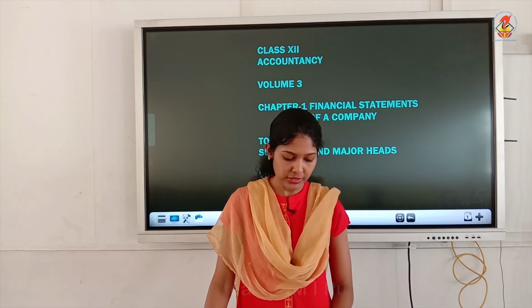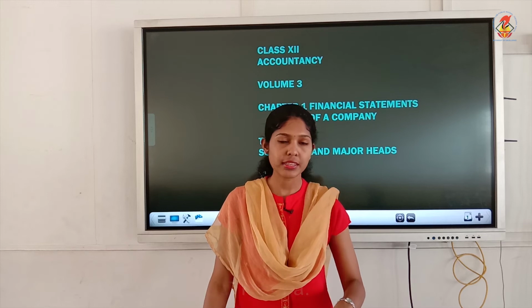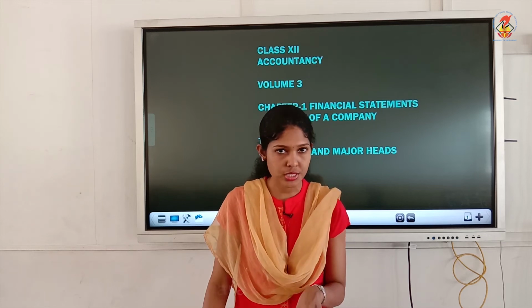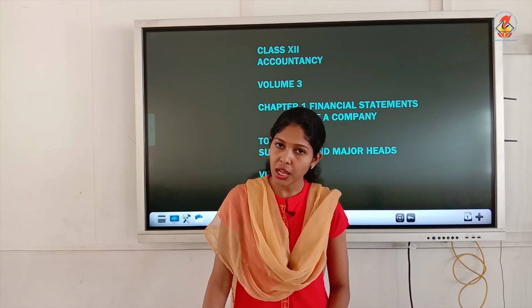Then bank OD, that is again short term borrowing, bank overdraft or cash credit. Loans from other parties which are repayable within 12 months, if they specify like this, or else loans are long term borrowings. Then deposits, again public deposits are long term borrowings.